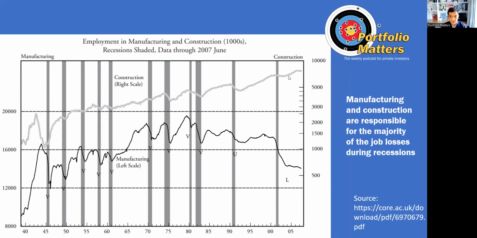So this light gray thick line is construction employment, and that's on the right-hand scale. You'll see there are distinct drops in construction employment, and that is a logarithmic scale because it's really volatile. So these drops are of the order of 30%. And the black line is manufacturing employment, which is also volatile, although since 1980, it is in structural decline.